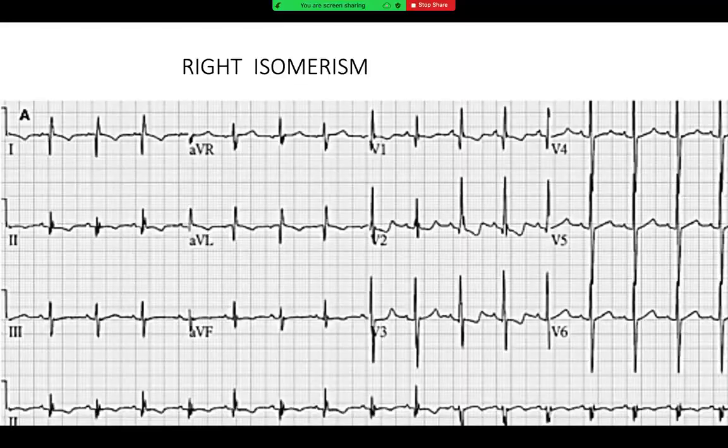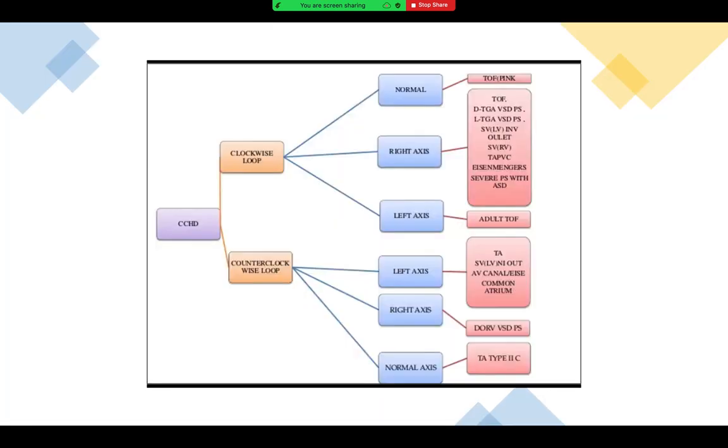Similarly, what about the right isomerism? What do we notice? There is going to be a bilateral sinus node, and actually there can be two AV nodes. So that's why the P wave axis is normal, I would say, and the right sinus node is the dominant pacemaker. So that's why alternating QRS patterns can be seen, which could be due to antegrade conduction through either one of the two AV nodes. So a lot of times we can notice PSVT, paroxysmal supraventricular tachycardia, due to re-entry between the paired AV nodes. So this is how you differentiate.